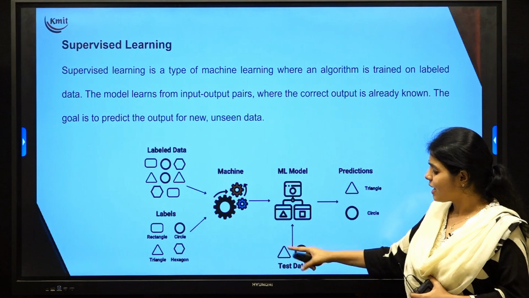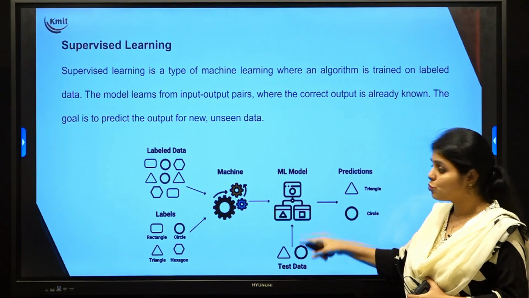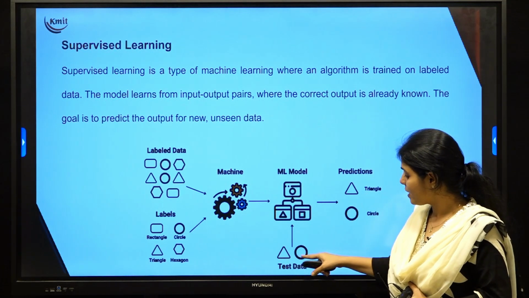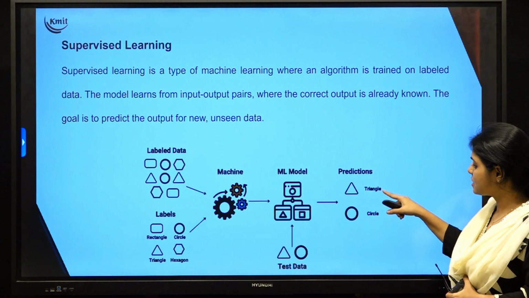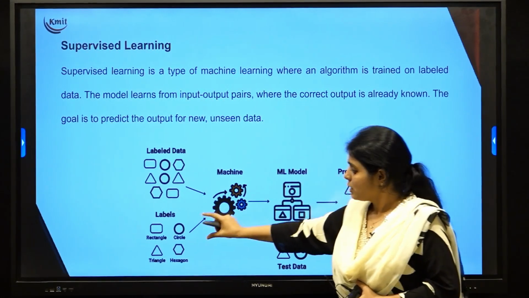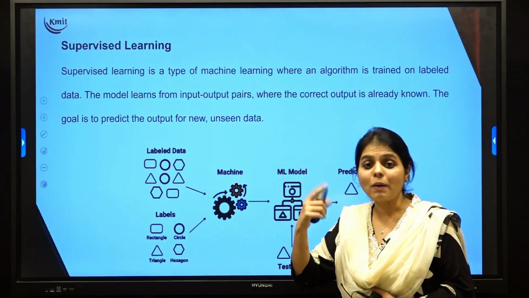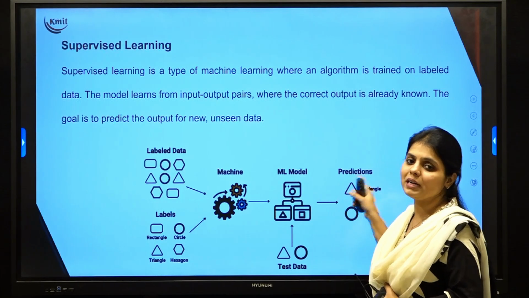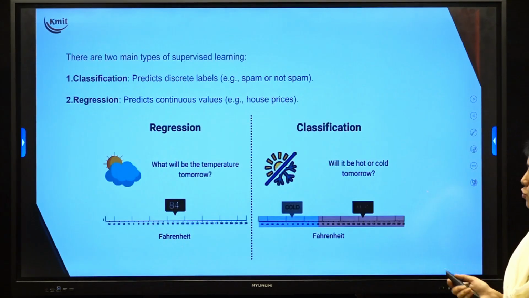I give another shape of triangle or rectangle of different sizes and ask the machine to give me the predicted output. So when I give another triangle or another circle, the model will predict that this is a triangle and this is a circle. The data is fed to the machine learning model, the model will understand the patterns in the data, and when some other data is given, the model will predict the result for that particular data. So this is all about supervised learning.